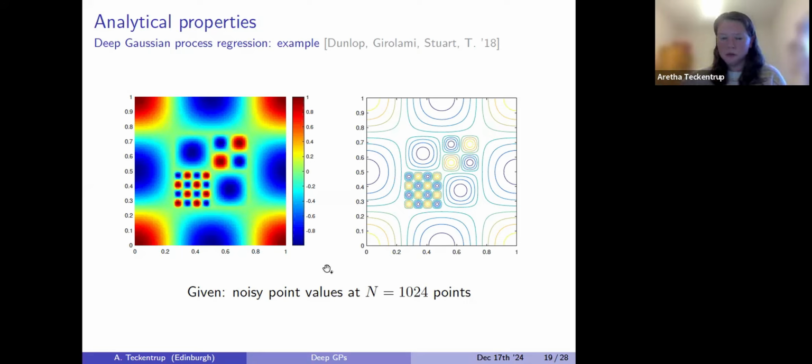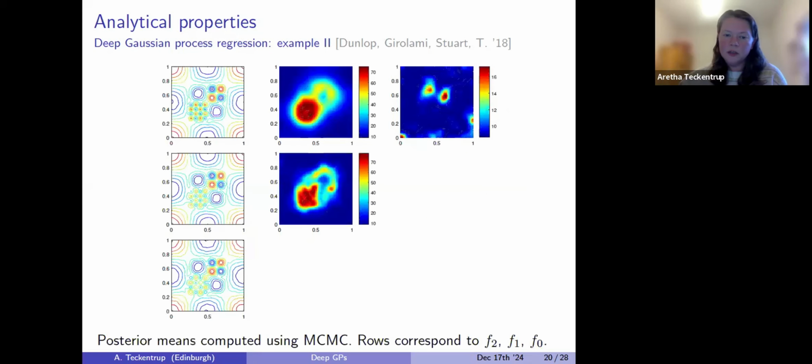From that, I want to do regression and find out what the function is in all of the domain. This is a plot of the posterior means. This is the reconstruction with a standard Gaussian process. This is the reconstruction with a deep Gaussian process with 2 layers, and these are the 2 layers. And this is a reconstruction with a deep Gaussian process with 3 layers, and these are the 3 different layers that you infer from the data. So this is the posterior mean of f2 conditioned on the data, the posterior mean of f1 conditioned on the data, and the posterior mean of f0 conditioned on the data.